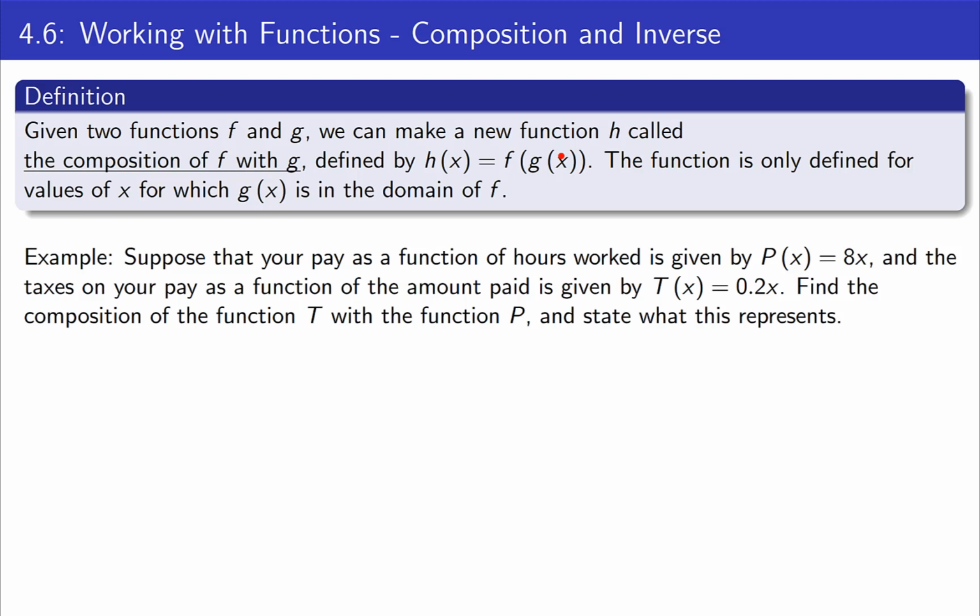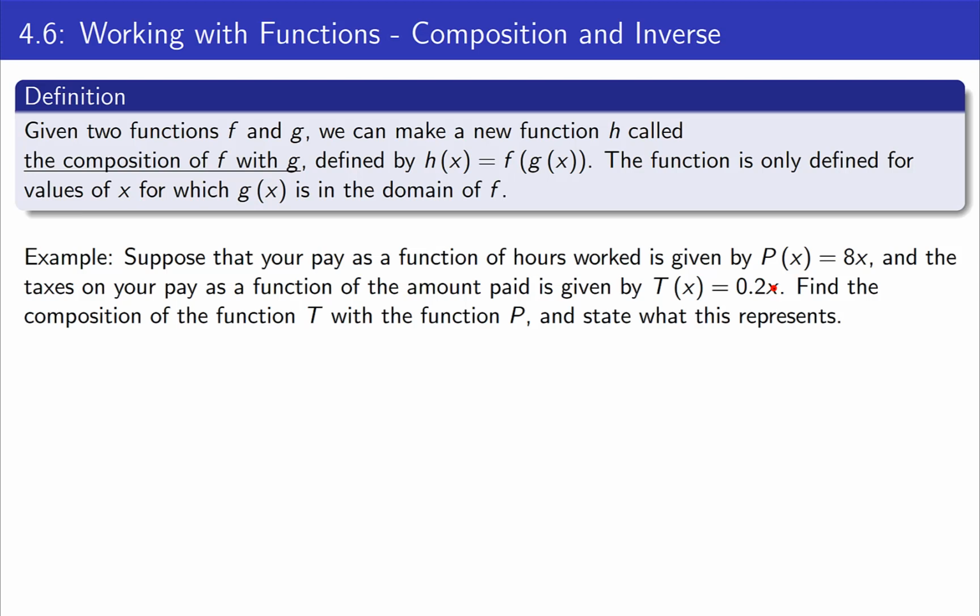Suppose that your pay is a function of the hours worked. This is the case for really anybody who works per hour. And we're looking at it as the pay of x is equal to 8 times x, where x is the number of hours worked. So that would say that 8 is your pay rate, so you'd be making $8 per hour. And then the taxes on your pay as a function of the amount that you paid would be the taxes of x is 0.2x. Basically, I would interpret that as 20% of your income gets paid in taxes.